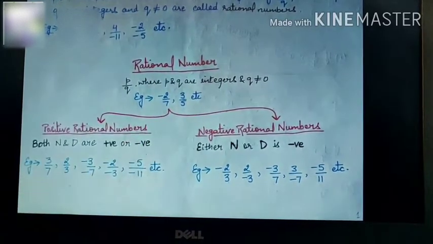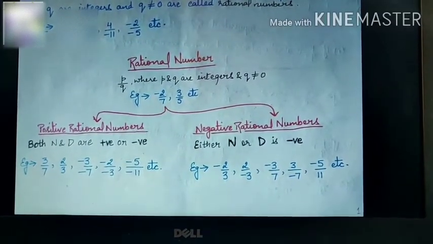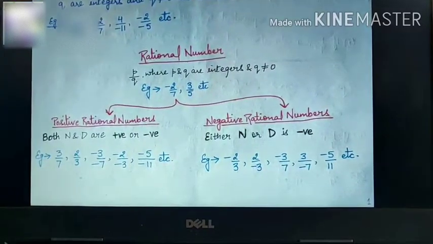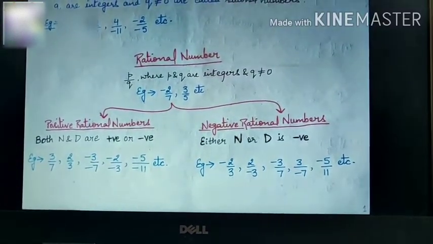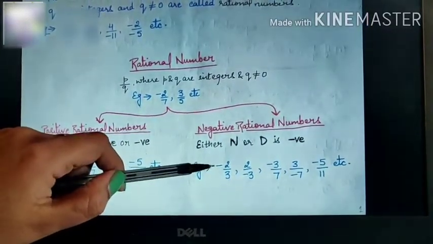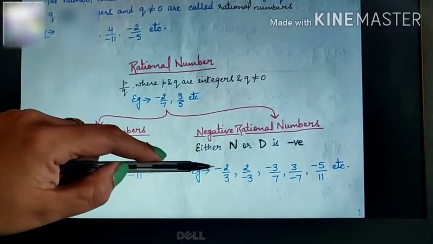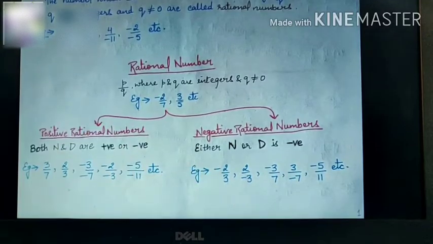Now negative rational numbers. Negative rational numbers are those rational numbers in which either numerator or denominator is negative. Means one of them is negative and the other is positive. For example, minus 2 by 3. Here numerator is minus 2 and denominator is 3. So you can see that numerator is negative but denominator is positive. So it is a negative rational number.